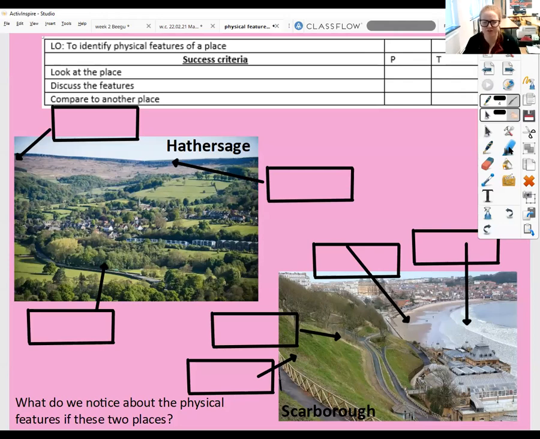So we just watched those two videos and had a bit of a discussion about the physical features that those areas had. And these two pictures are from those two areas. Although they might not show all of the physical features, it just gives an idea. You have to remember some of it in your head.